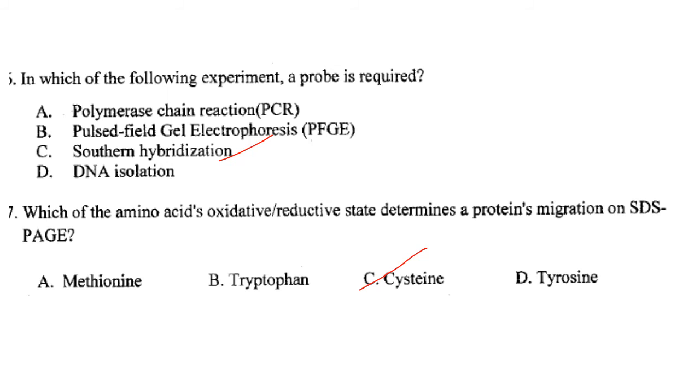Which of the amino acids' oxidative or reductive state determines a protein's migration on SDS-PAGE? So it is cysteine. This is a repeated question. I have already discussed it in the previous question papers. So you can go through it.